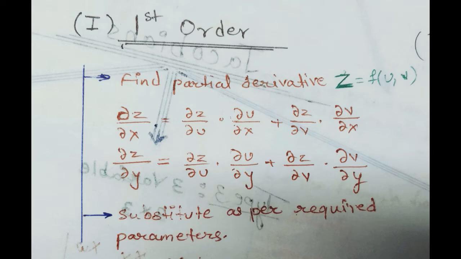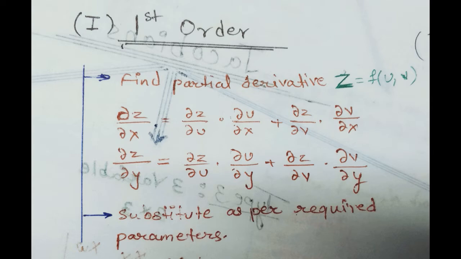So what are they? Dou z upon dou x can be calculated as dou z upon dou u into dou u upon dou x plus dou z upon dou v into dou v upon dou x. So I will get dou z upon dou x.